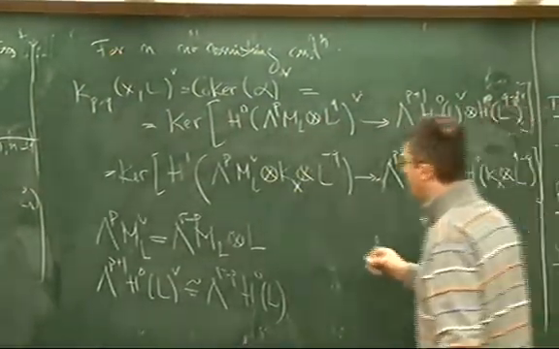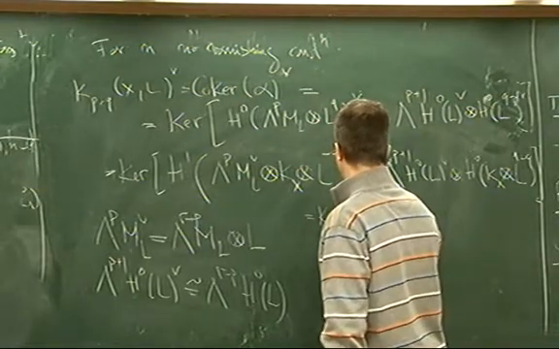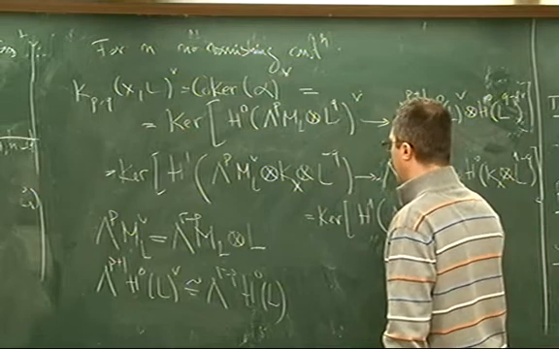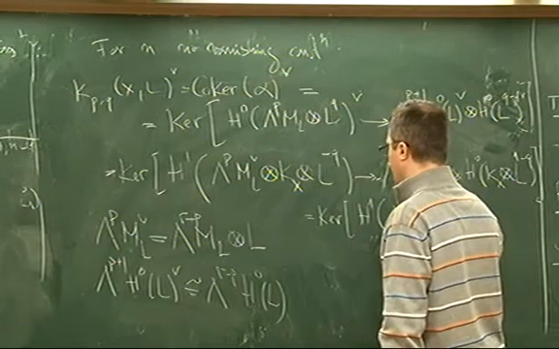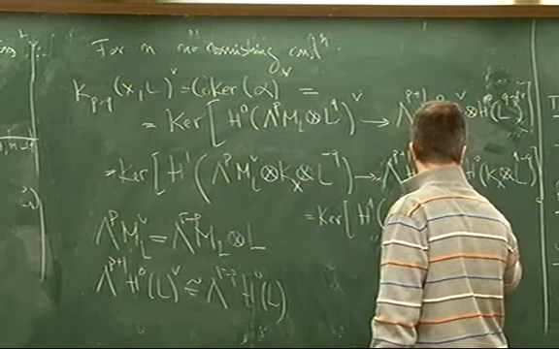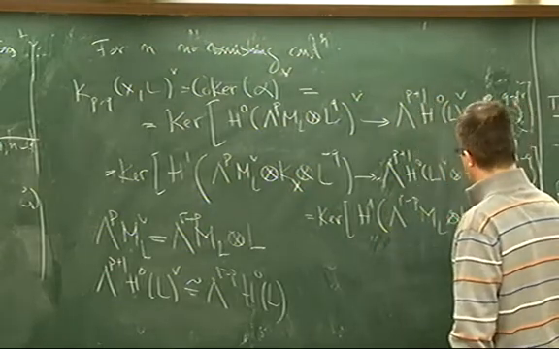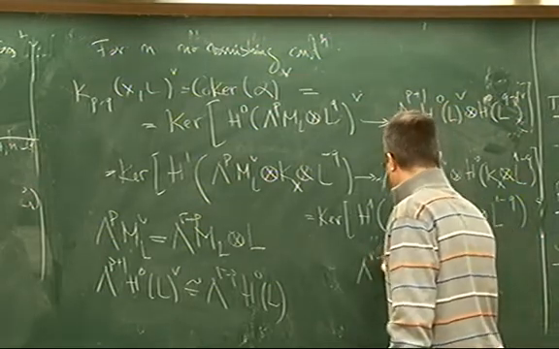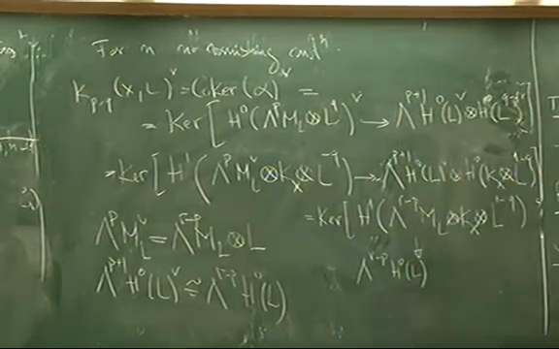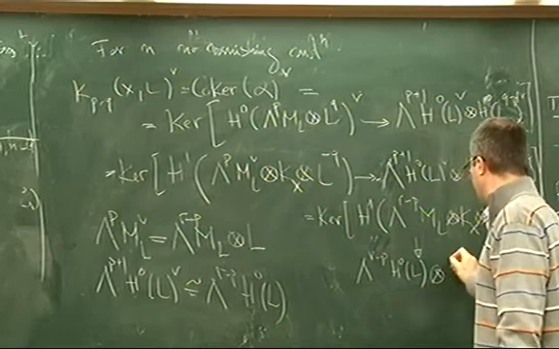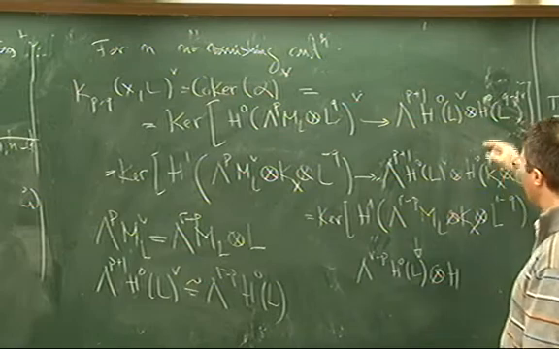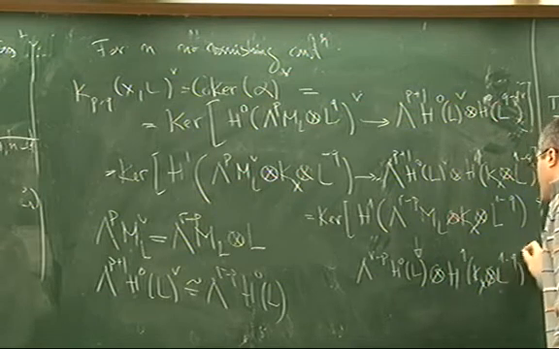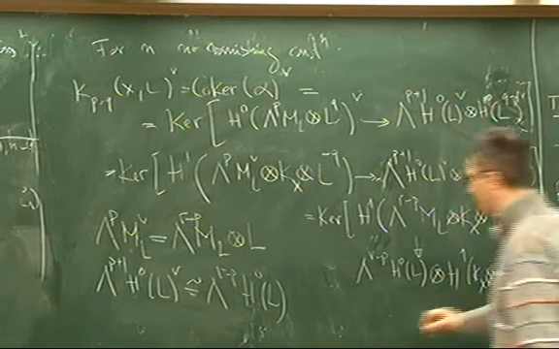Yes, we just replace everything here, and we get that this is the kernel of the map from H^1 of wedge^{r-p} M_L tensor K_X tensor L^{1-q} to wedge^{r-p} H^0(L) tensor H^1, K_X tensor L^{1-q}. Okay, good.